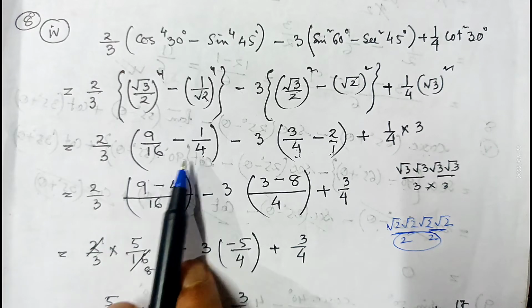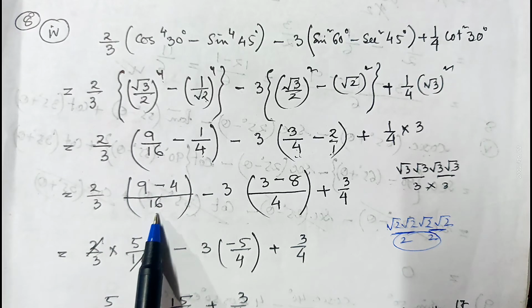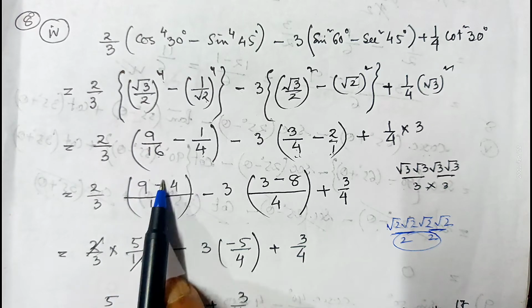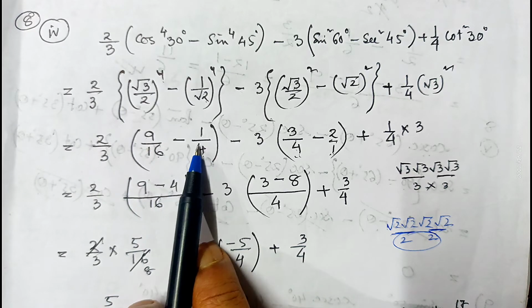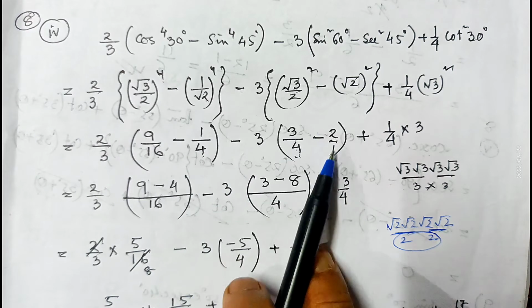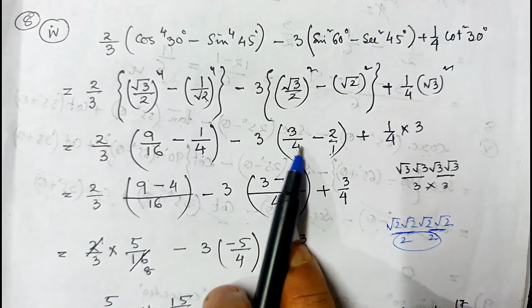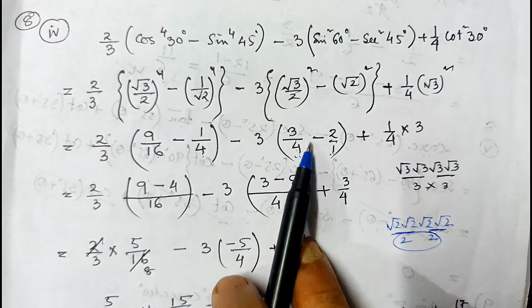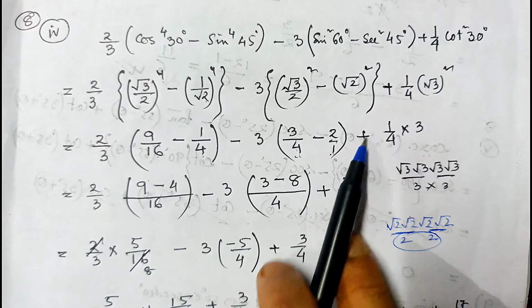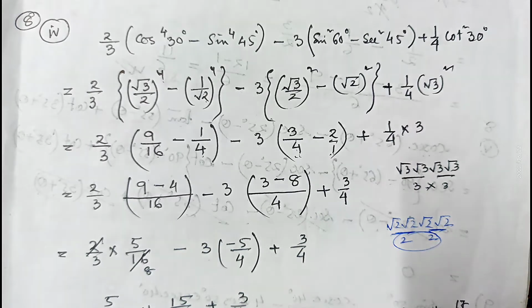So 2 by 3, here the LCM will be 16. 16 divided by 16 is 1, 1 into 9 is 9, minus 16 divided by 4, which is 4, 4 times 1 is 4, minus 3. Here the LCM will be 4. 4 divided by 4 is 1, 3 times 1 is 3, minus 4 divided by 1 is 4, 4 times 2 is 8, plus 3 times 1 is 3, so 3 by 4.